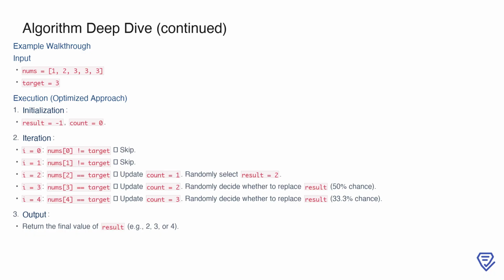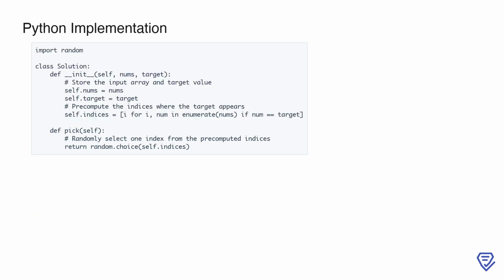Next, at i equals 3, we encounter another target, so we increment count to 2. Now, there's a 50% chance of replacing the current result. Finally, at i equals 4, we find yet another target, incrementing count to 3. Here, we decide whether to replace result with a 33.3% probability. After completing the iteration, the result variable holds a randomly selected index, such as 2, 3, or 4, ensuring uniform randomness as required. This implementation solves the problem of randomly picking an index for a given target in the array nums with equal probability. The solution is implemented as a class-based design.